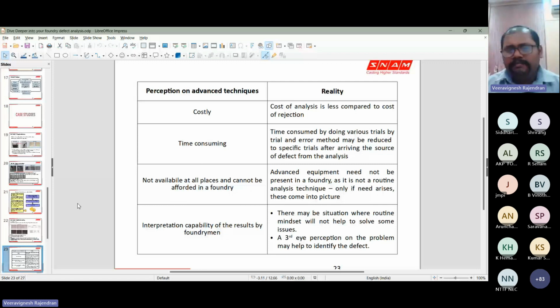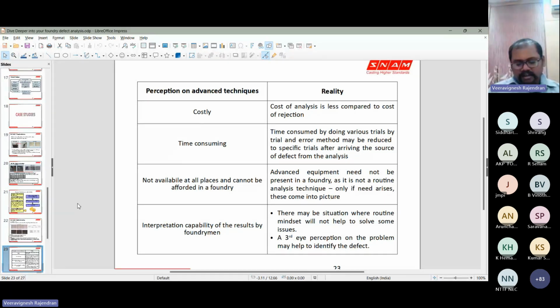They say it is not available at all places and cannot be afforded in a foundry. Yes, it might look expensive to the foundry. Sometimes people think that it is not affordable, but this is just a one-time investment. If this is not considered at the design stage or at the starting stage of a process or a casting, then this is the biggest mistake any planner is making.